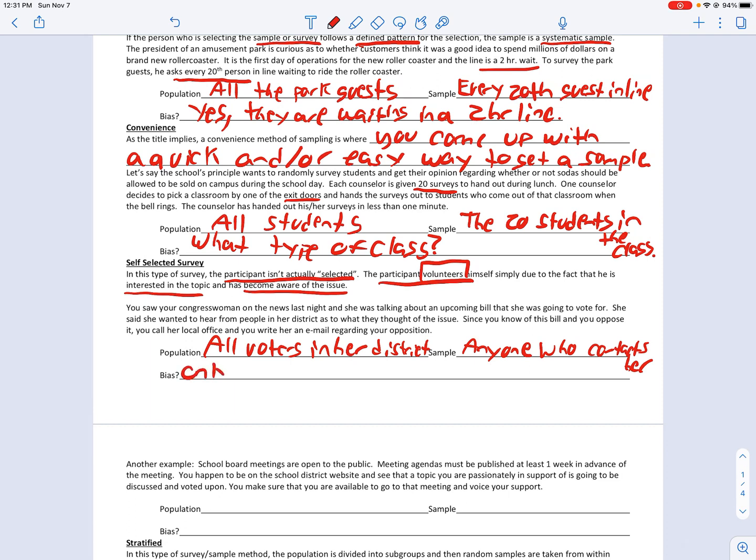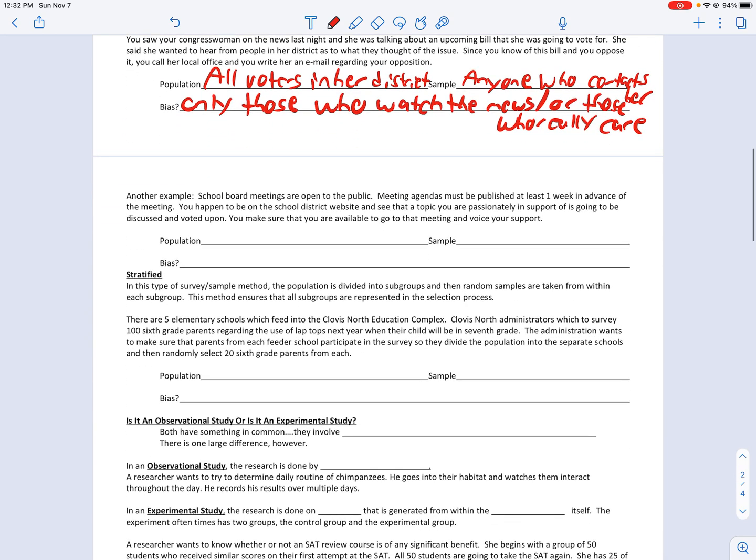So only those who watch the news or those who really care. Those are the only people that are going to respond. Right? You really care about the bill, right? You watch the news and you care one way or the other. If you didn't watch the news, you wouldn't know about her wanting to contact you. Okay.